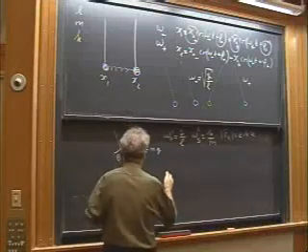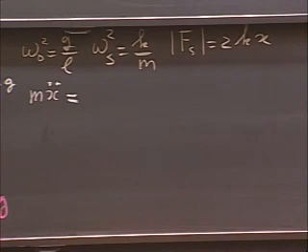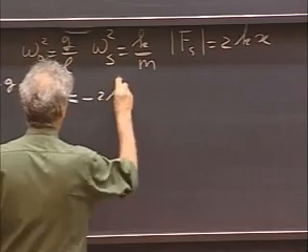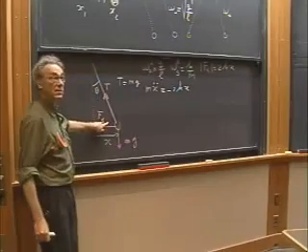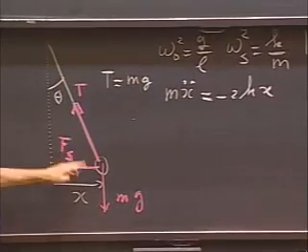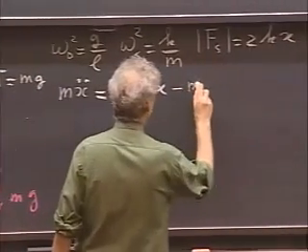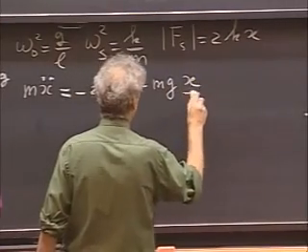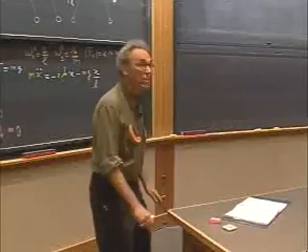So, Newton's second law: m x double dot equals... Now there are two forces that I have to take into account. First, the spring force, which is minus 2kx. And then I need the horizontal component of the tension. Remember, that's the only one that is important here, which is T sine theta, but T is mg, and sine theta is x divided by L, if L is the length of the pendulum. So we get minus T, which is mg, times sine theta, which is x divided by L. And so this is the differential equation.